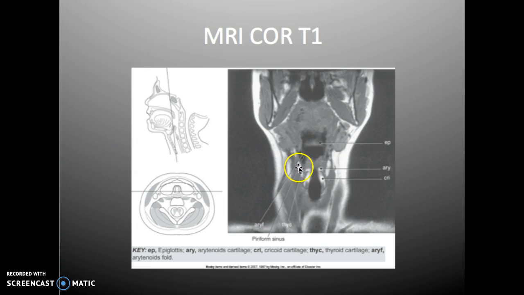Looking at a coronal MRI T1, here's your epiglottis. You have arytenoid cartilages here, so you have your cricoid cartilage that comes up with your arytenoids, and then you have your thyroid cartilage that kind of comes into a V. So that's how it works. You have a cricoid coming up with your arytenoids on the end, and then you have your thyroid cartilage there. You have arytenoid folds here.